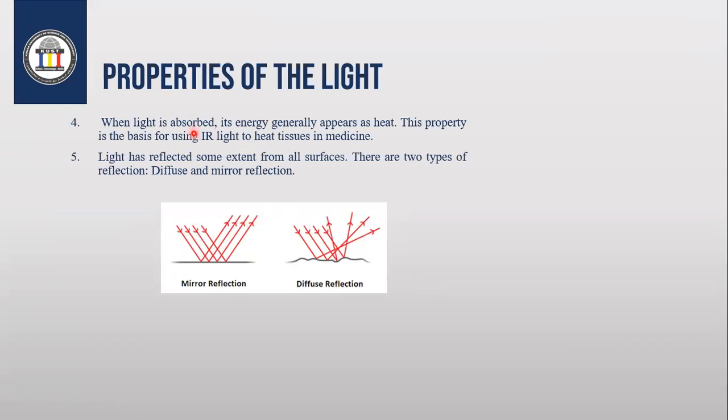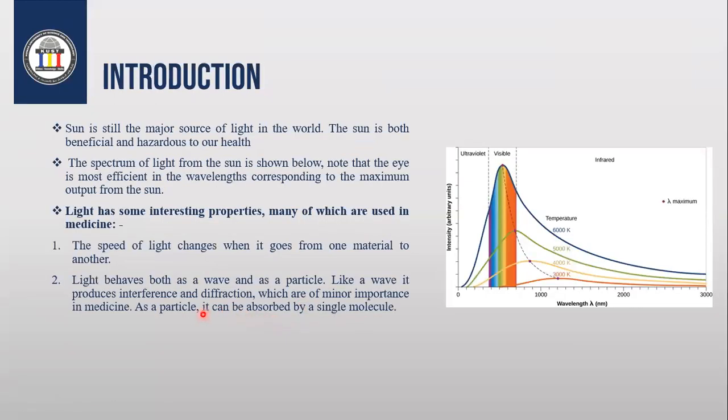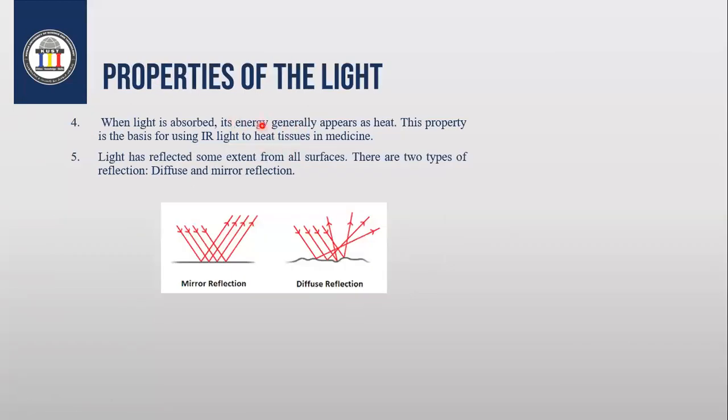When the light is absorbed, its energy appears as heat. This property is the basis for using IR light to heat tissue in medicine. So when you are absorbing the light, as we said before, as a particle in the single molecule, the energy will appear as heat. So the IR is particles coming from the sun, which are absorbed by the tissue and then appear as heat. This is why the warmth that you are feeling comes from the IR.